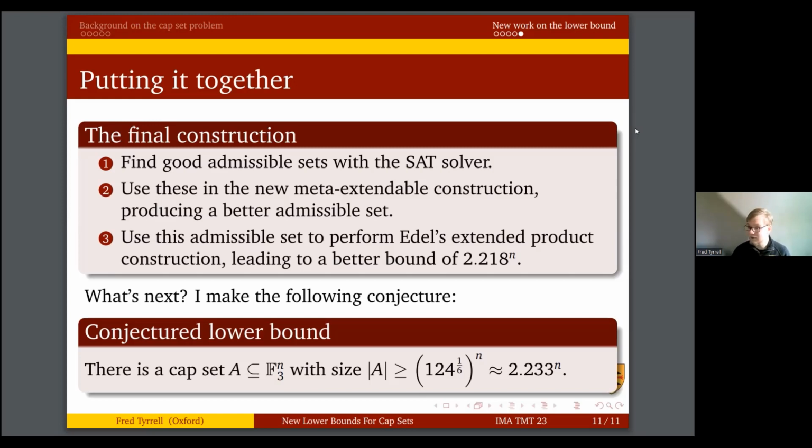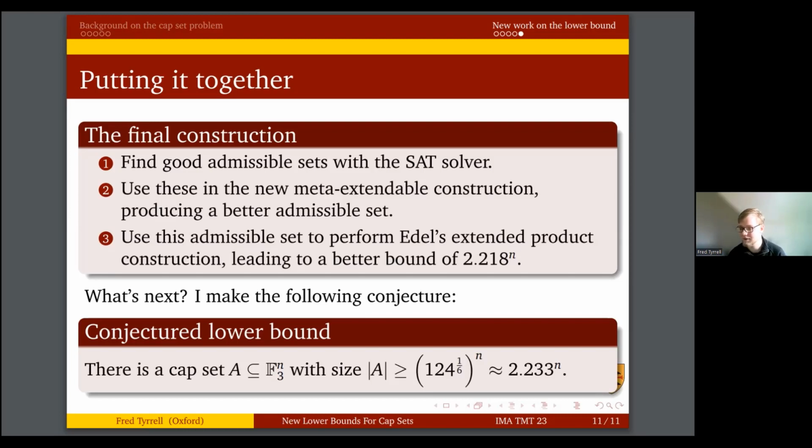So that is new lower bounds for cap sets. Hopefully, that's a nice insight into what it means to do research in pure maths, and how even a lowly undergraduate such as myself can come up with a new answer to a problem that people are interested in. Thank you very much for listening to me, and thank you again for your patience with my technical difficulties. I would be pleased to take any questions for a couple of minutes.